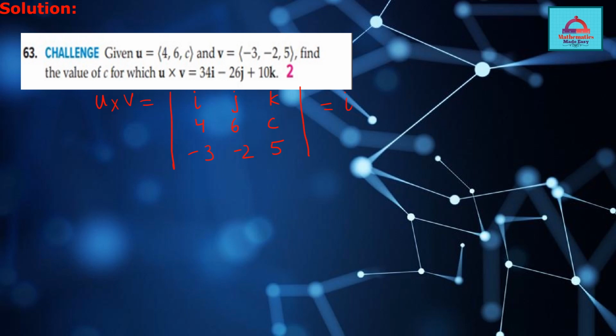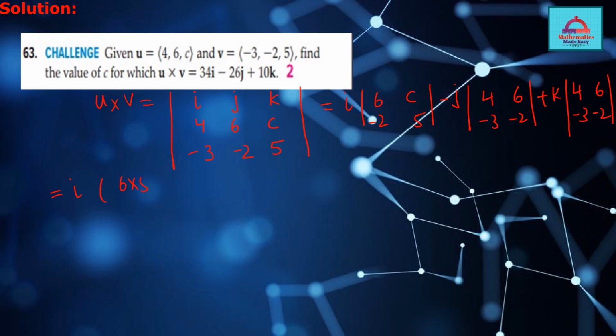i times, so you remove this row, remove this column, 6 -2, c, and 5, minus j, remove this row, remove this column, 4 -3, c, 5, plus k, remove this row, remove this column, so 4 -3, 6 -2, absolute value, equal to i times 6 multiplied with 5 plus 2c minus j times 20 plus 3c plus k times -8 plus 18. So I have applied the diagonal rule.